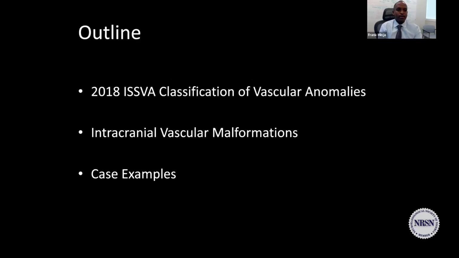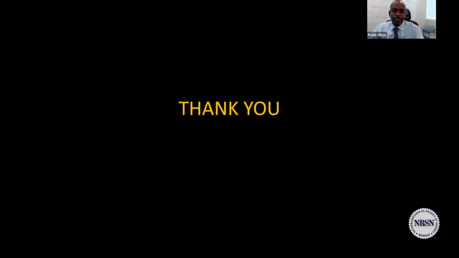So today, we had the opportunity to introduce you to the ISSVA classification, where we talked about vascular anomalies. We broke those up into vascular tumors and vascular malformations, and then we talked about our five favorite intracranial vascular malformations. We shared a few examples, and hopefully after this talk, you have some confidence in distinguishing those five intracranial vascular malformations.